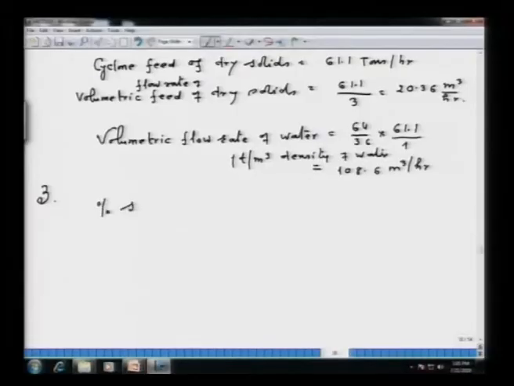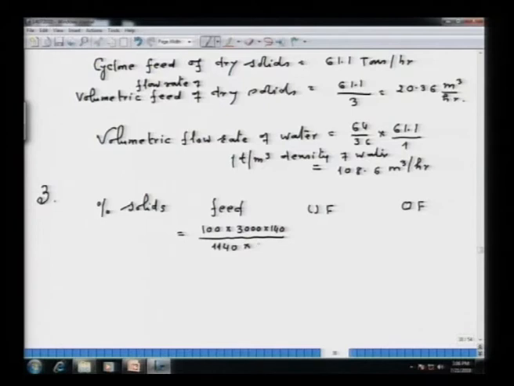First, we will find out the percent solids in the feed, then in underflow and in overflow, because percent solid is not given. Now, percent solids in the feed will be equal to 100 into 3000 into 140, divided by 1140 into 2000.